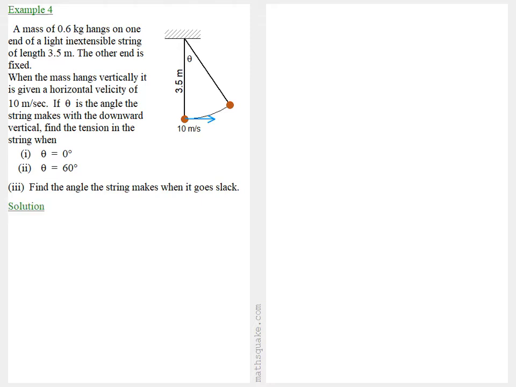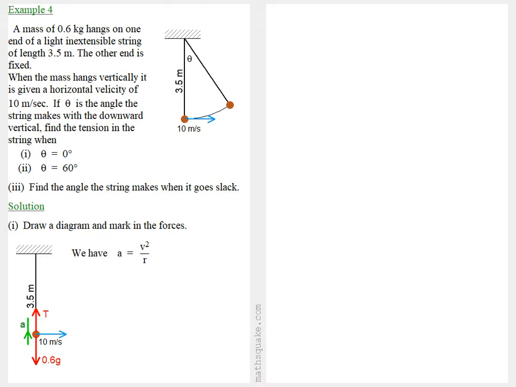Well, to solve this, we need to draw a diagram and mark in the forces. Well, the first force is the weight, which is 0.6g acting vertically downwards. And then there's a tension in the string we can call T. There is no horizontal acceleration, so the only acceleration is vertical. We can call that a. Now we have a is equal to v squared over r, which is equal to 10 squared over 3.5, or 100 over 3.5.